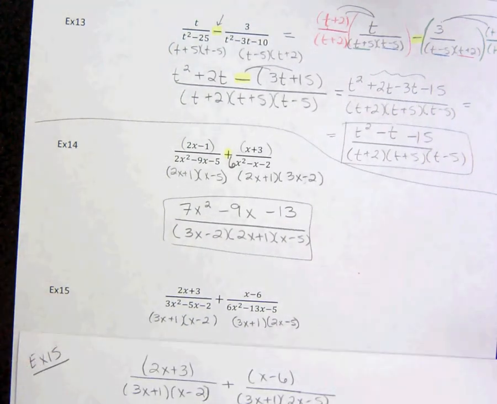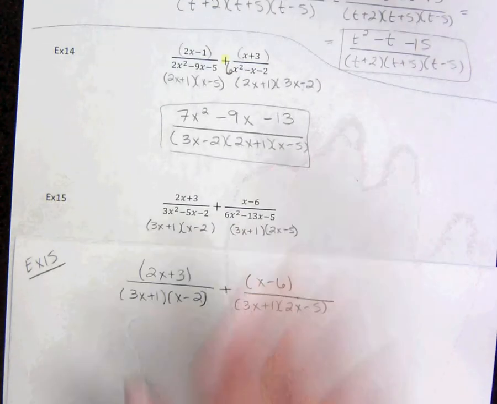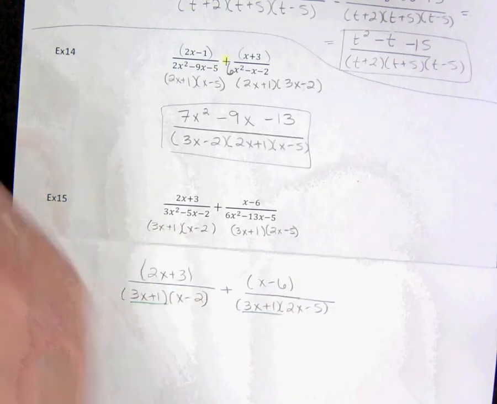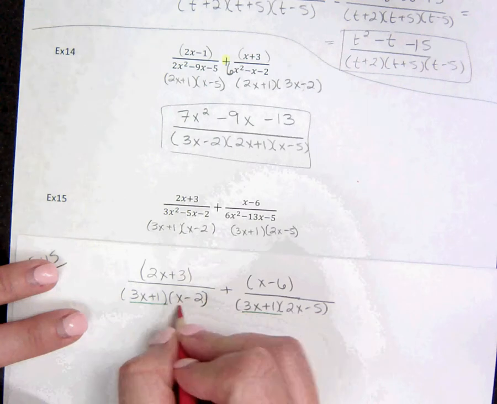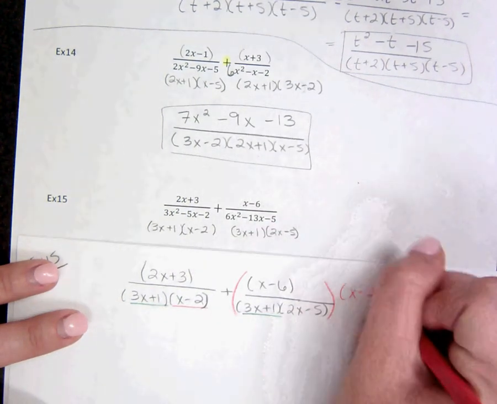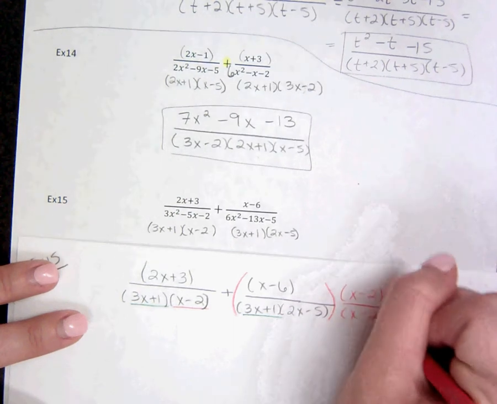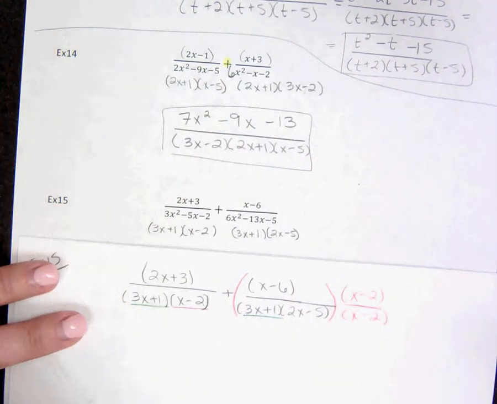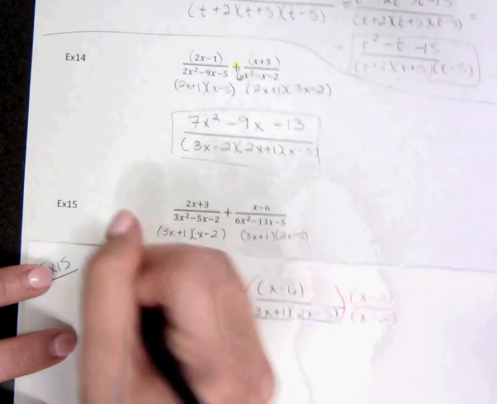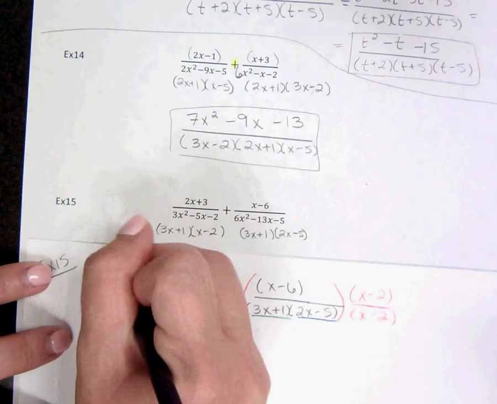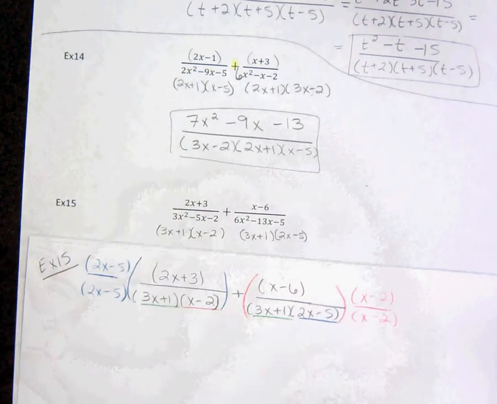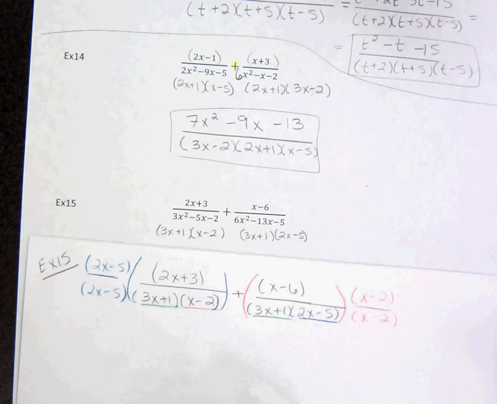Okay. Then we'll multiply on what's missing here. They both have 3x plus 1. This one has x minus 2, so this one needs x minus 2. And then the second one has 2x minus 5, so this one needs 2x minus 5. And color coding can be helpful there.